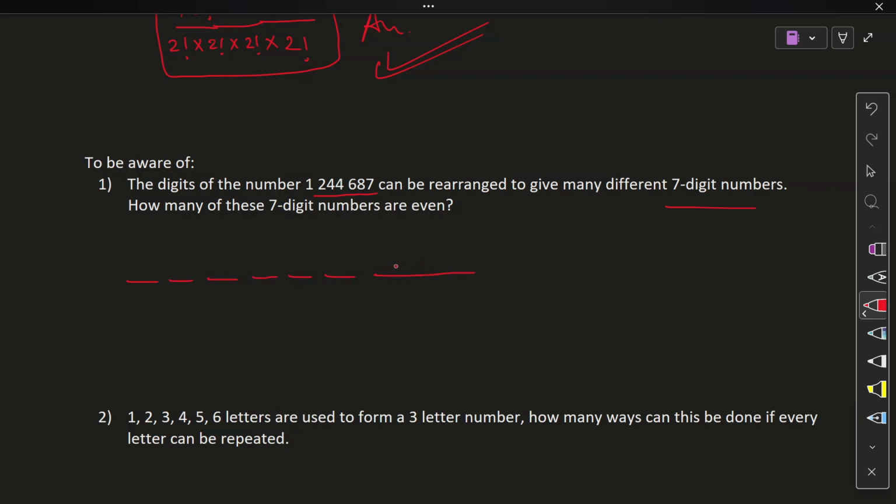See, what defines a number being even? The last digit has to be an even number. For the whole thing to be even, the last digit has to be even. How many different numbers can be placed here to give you an even number? You could say 2, 4, 6, or 8. Any of these appearing here is going to give you an even number. So there are multiple cases. If 2 is the last digit, the rest of the numbers can move around here. If 4 is here, the rest of them can move around there.